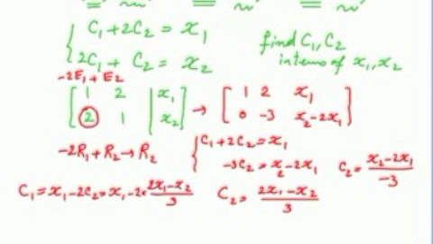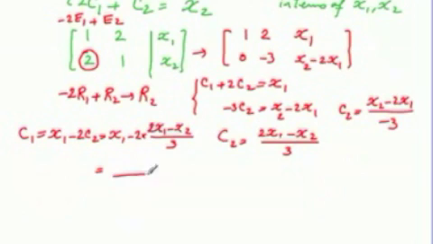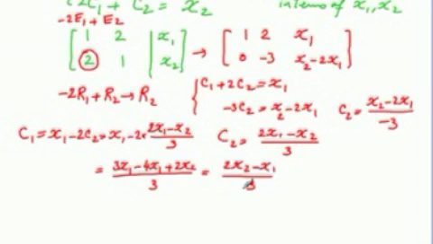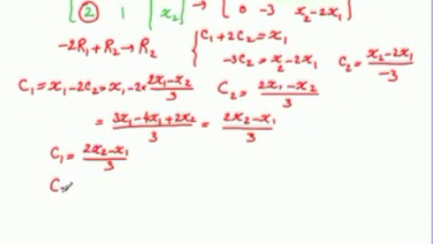Now help me simplify this. I take a common denominator. This is 3x1 minus 4x1 plus 2x2. So that simplifies to 2x2 minus x1 over 3. So here let's paraphrase. C1 turned out to be 2x2 minus x1 over 3. And C2 turned out to be 2x1 minus x2 over 3.